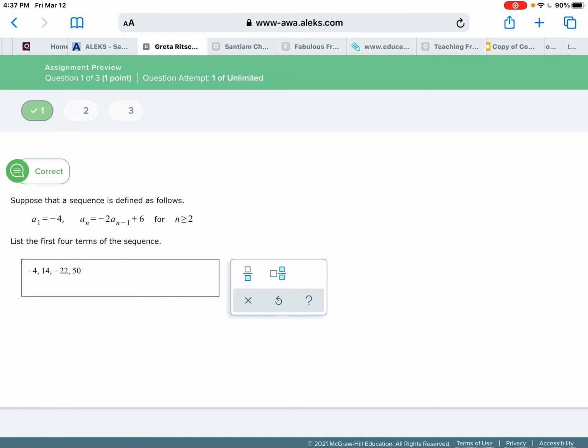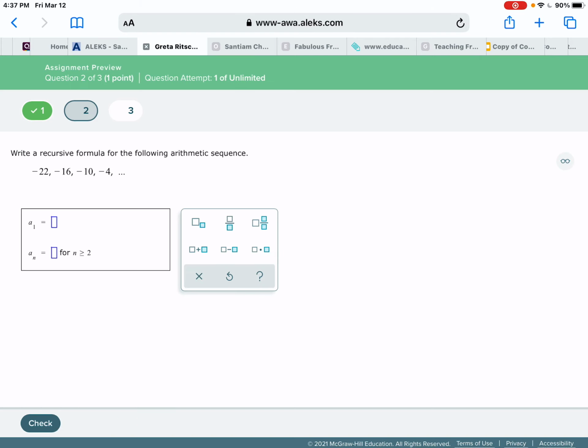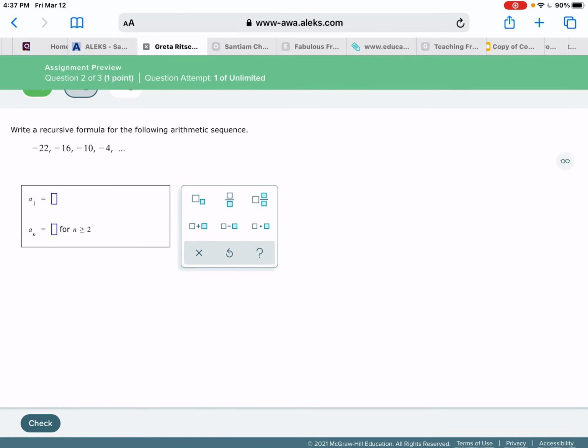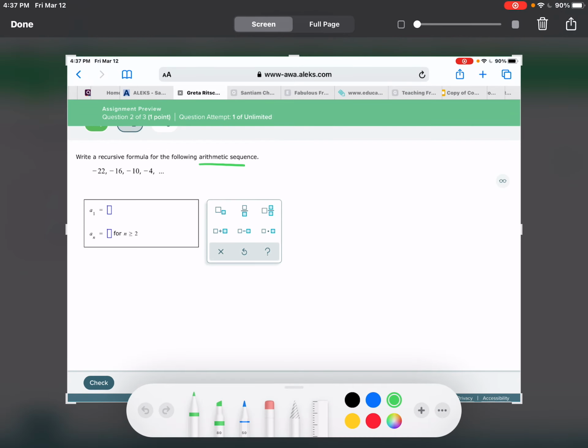All right, very good. In the next one, we actually have to write a formula. It's an arithmetic sequence, which means we are adding something. So we're going to calculate this direction. -4 minus -10 is +6. -10 minus -16 is +6. -16 minus -22 is +6.